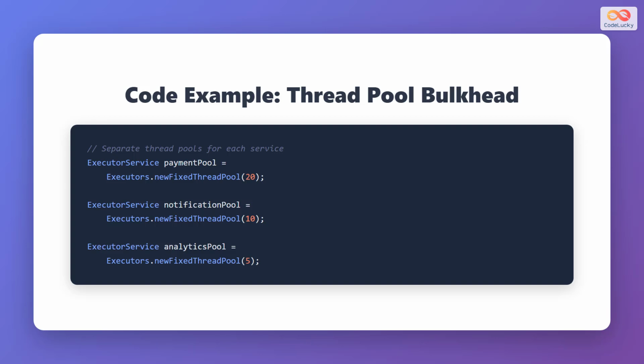Here's a practical code example in Java. We create separate thread pools for different services. The payment pool gets 20 threads, the notification pool gets 10 threads, and the analytics pool gets 5 threads. Each service submits its tasks to its own executor. This ensures that even if the analytics service is slow, it won't affect payments or notifications because they have their own dedicated thread pools with guaranteed capacity.